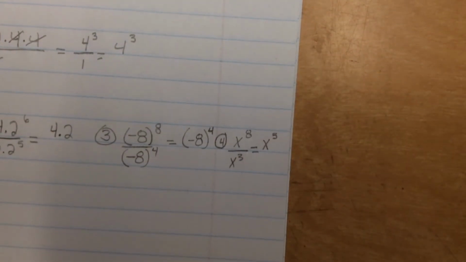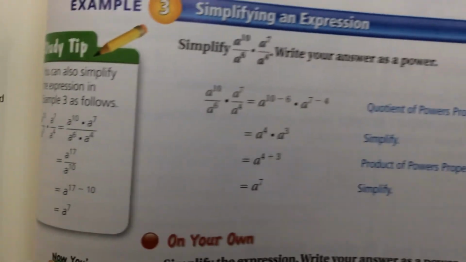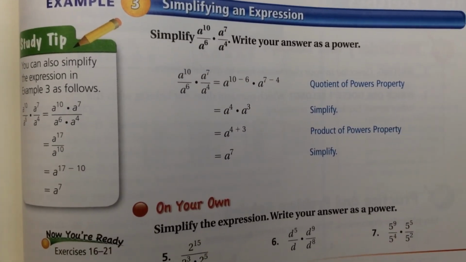A couple more on your owns for us. Is it on your own time? It's not yet. Oh, we have example 3. My bad.